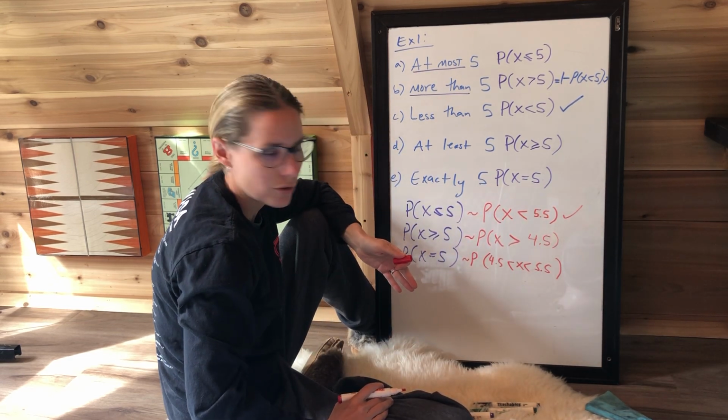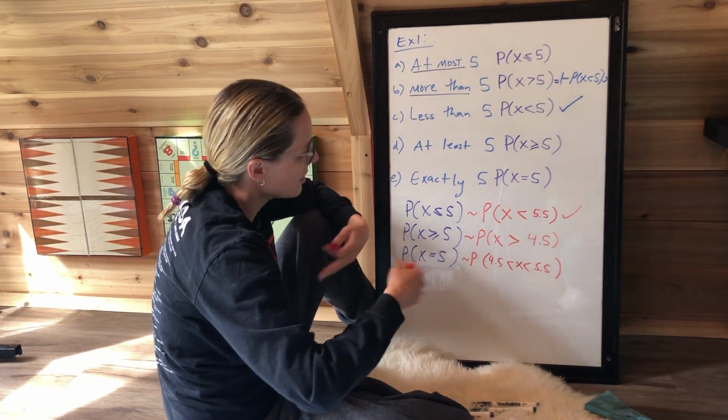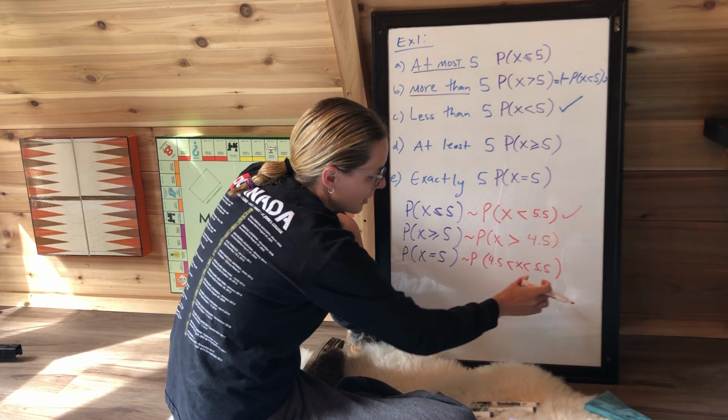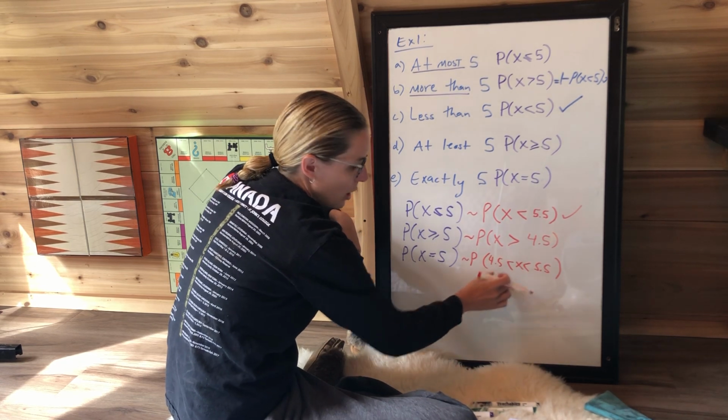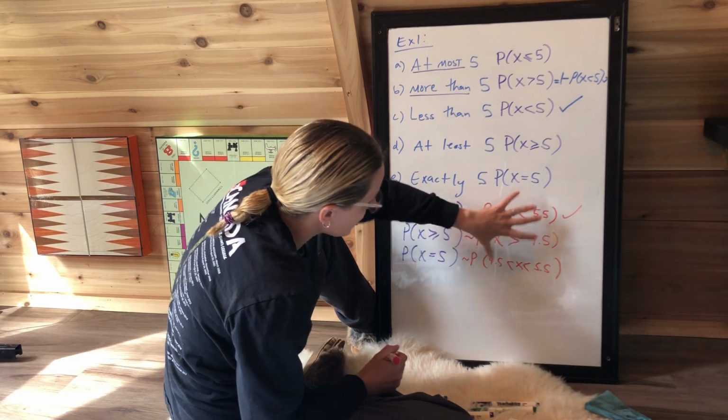You change it to a z-score, you go. This one is greater than. You have to do 1 minus the probability it's less than, then you go. This one is between. You have to do the probability it's less than this, subtract the probability it's less than that. Okay, so these are the corrections.